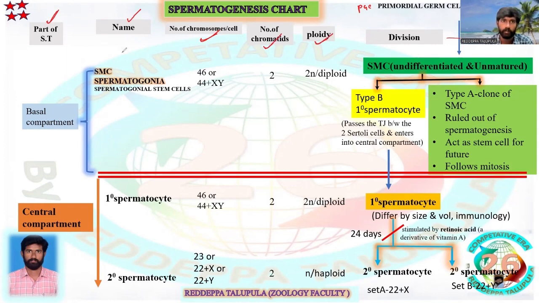What is the ploidy in a particular type of cell, and the division? Either it is meiotic division or mitotic division. If it is meiotic division, then which type of meiotic division, meiotic 1 or meiotic 2, will be discussed here. Okay, let us discuss that.